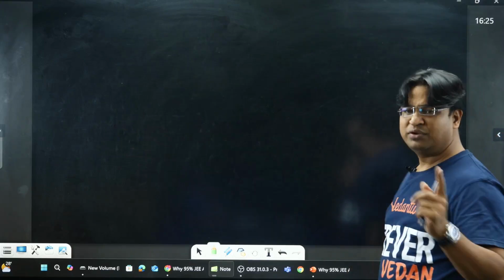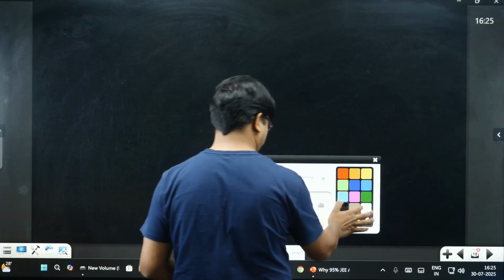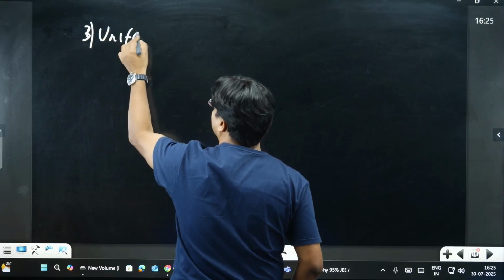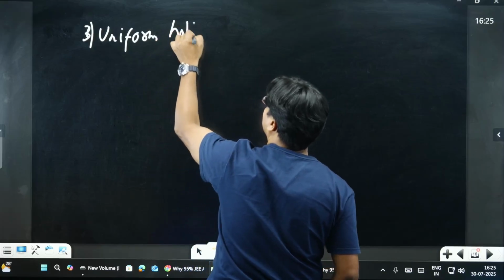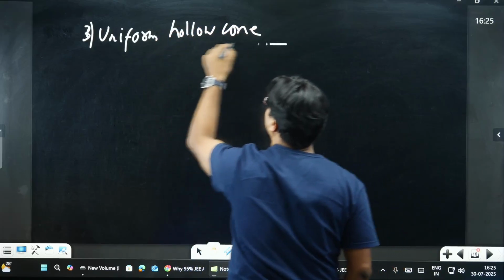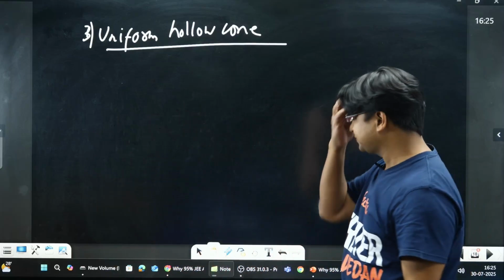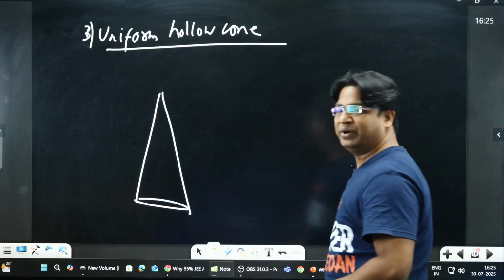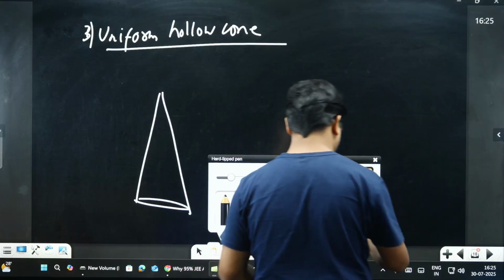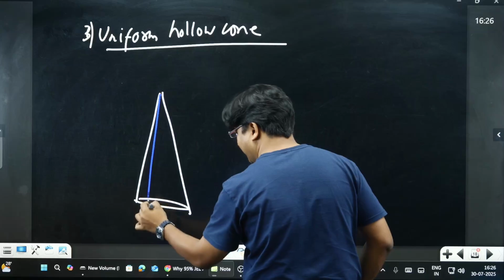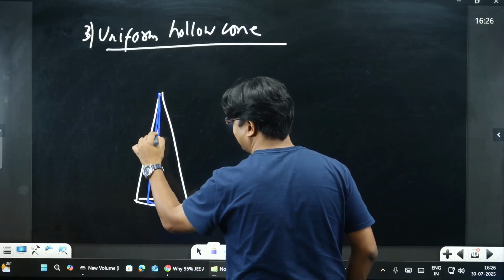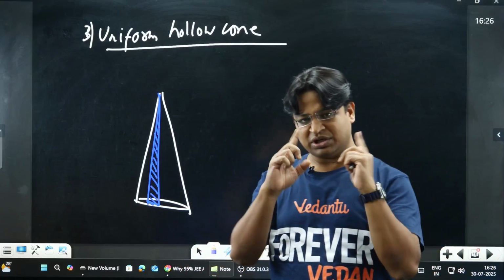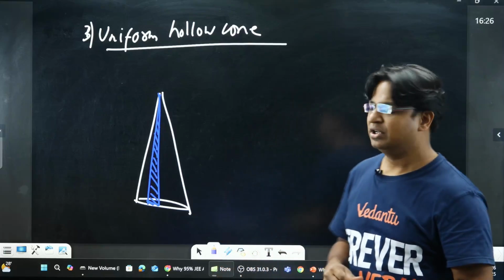Can we do it with a uniform hollow cone also? Let's try this out, everyone. So if I think of a uniform hollow cone, can I break this uniform hollow cone into, again, many triangles? If I can break the surface, think about this triangle, and I can think about many such triangles. The collection of these triangles on the surface of the cone will turn it into a cone.